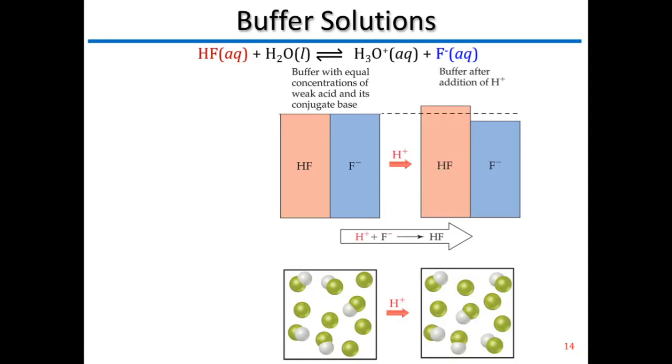Okay, so what's going to happen? Why does it resist change to pH? So remember that if we're adding H plus, traditionally that would lower our pH. Since we're adding H plus, we're going to increase H3O plus concentration. Therefore, we're lowering our pH.